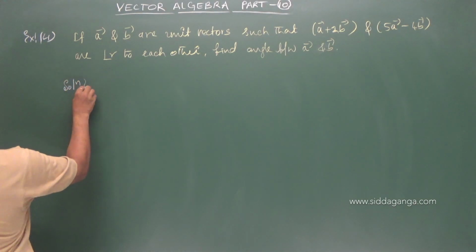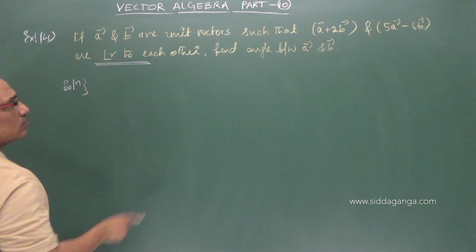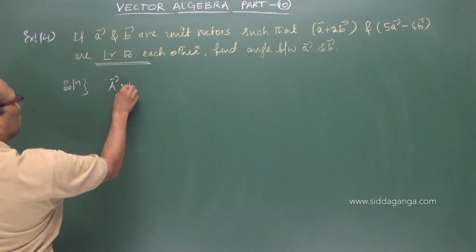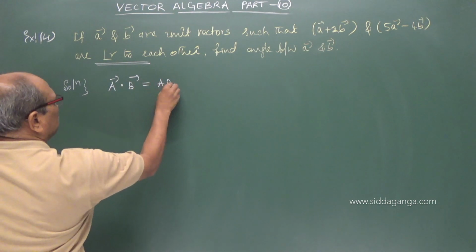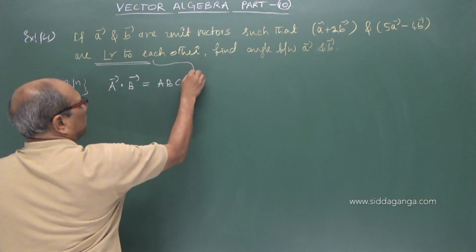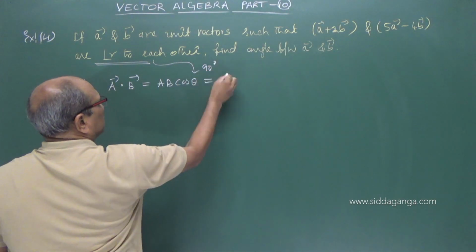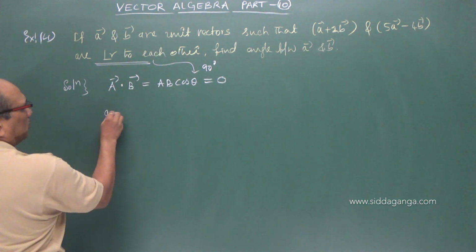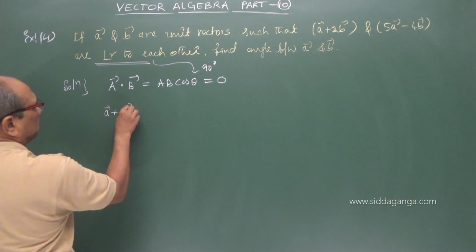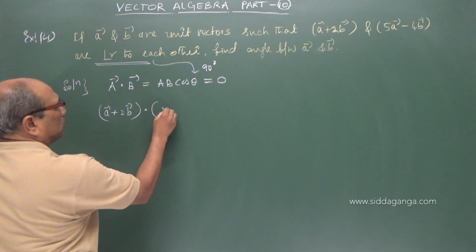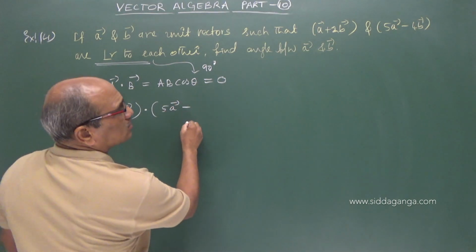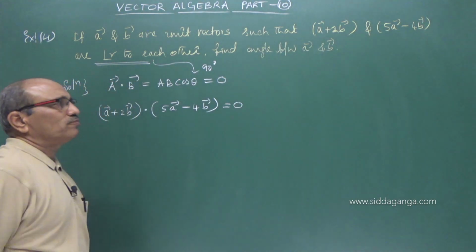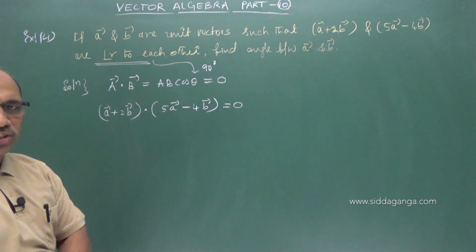To find the angle, perpendicular suggests those two vectors' dot product is zero. If I call vector A dot B equal to AB cos theta, again perpendicular means 90 degrees, so cos theta is therefore 0. So A plus 2B dot 5A minus 4B equal to 0. That is what I have taken.